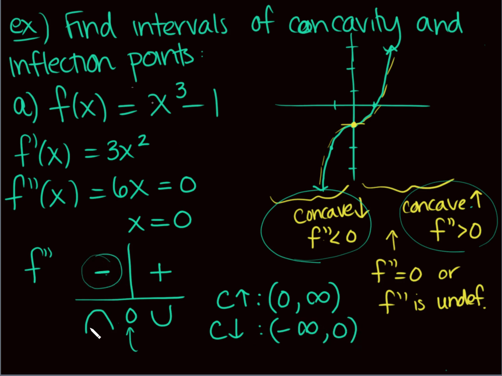Remember, negative in my checking account makes me sad. Positive in my checking account makes me happy. So I have 0 to infinity is concave up. Concave down is minus infinity to 0. And then do we have an inflection point? Sure enough, you have an inflection point.